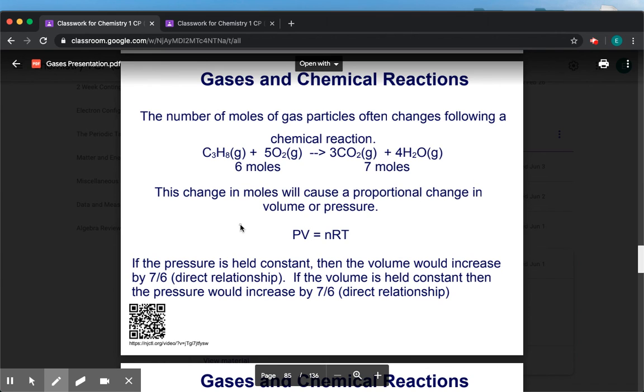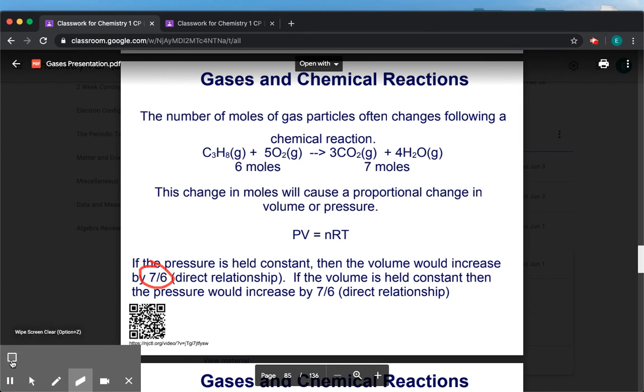So in this case, we go from 6 moles to 7 moles. It depends on the situation. If we're keeping certain things constant, let's say we want pressure to stay the same and temperature is staying the same, there's no heat here, then the increase in moles is going to increase our volume, let's say by 7/6. And if volume is being held constant, then pressure is going to go up. Depends on which one you're holding constant.